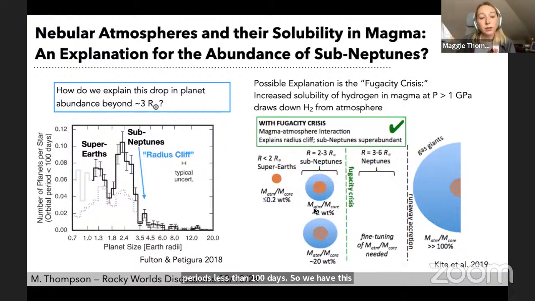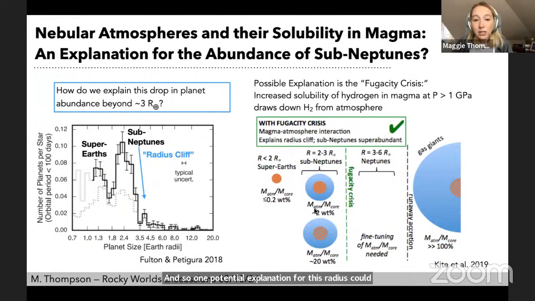One of the things that's very interesting when you look at this distribution is that while the most abundant type of planet that we see here are these sub-Neptunes that have sizes around 2 Earth radii, there's a really steep drop in planet abundance above 3 Earth radii. And that's been termed the radius cliff. So one potential explanation for this radius cliff could have to do with hydrogen solubility.